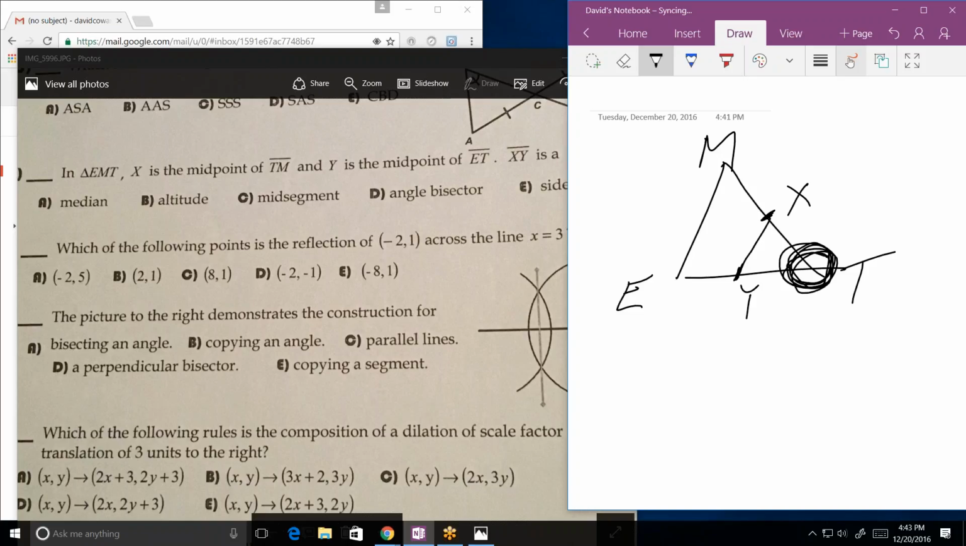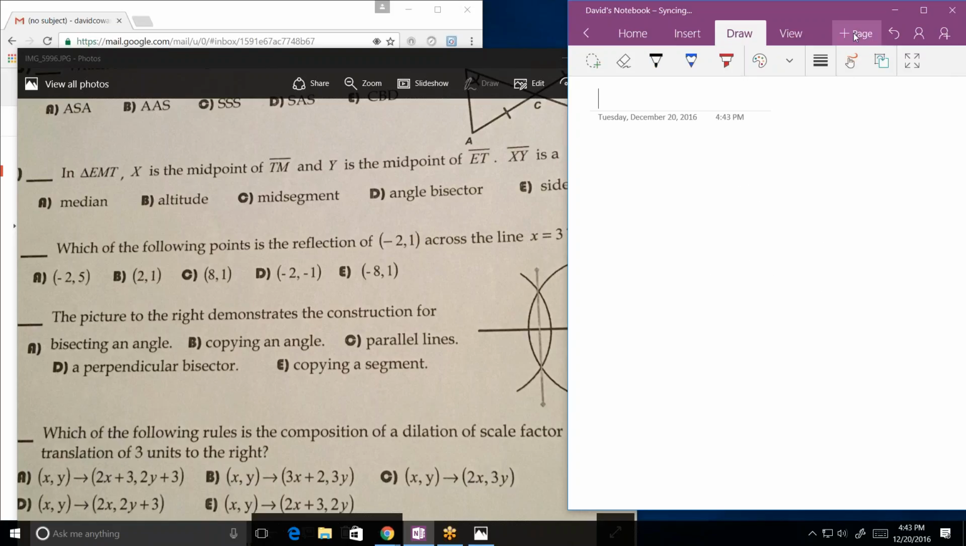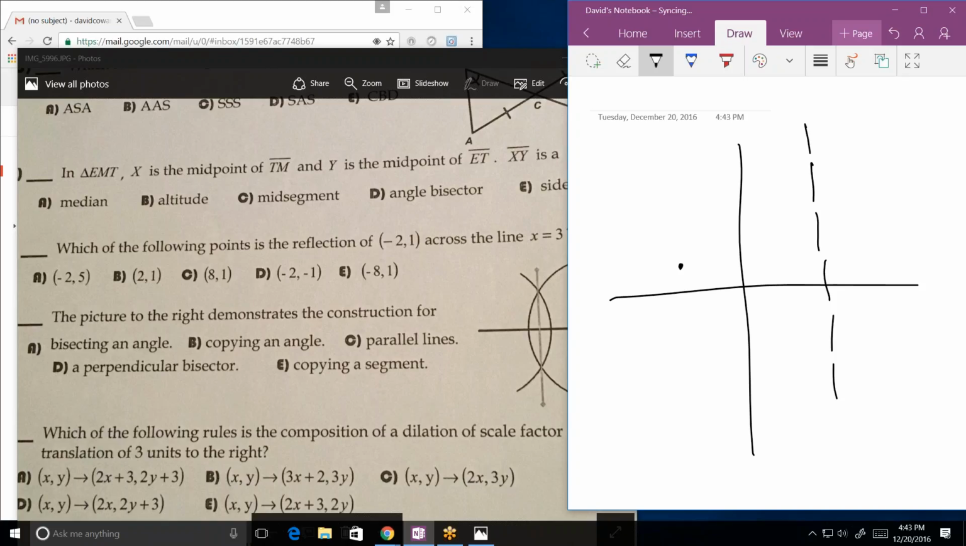The next one looks interesting. Which one is that? Which of the following is a reflection across minus 2 comma 1, where you're reflecting across the line x equal 3? Then you'd get 5 x values. You'd get 8, okay, and then 1.